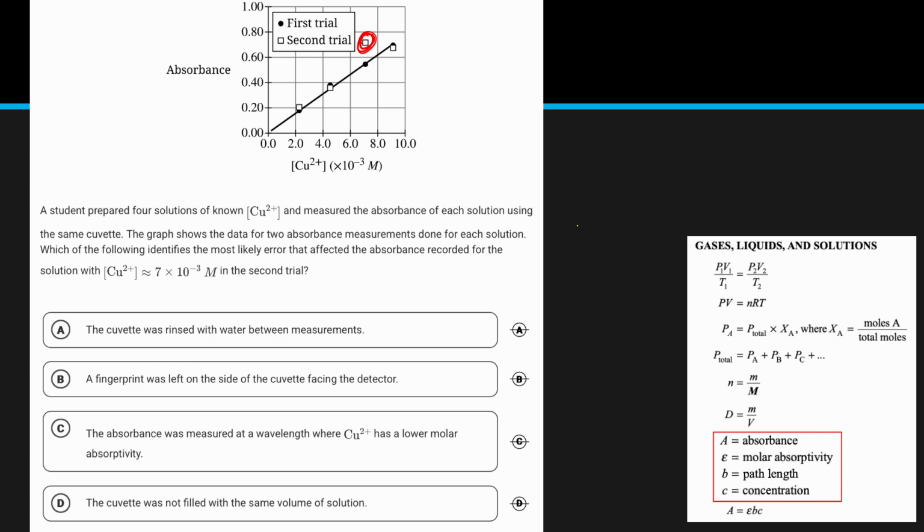Like we talked about in a previous slide, when you have a higher absorbance than you thought you would, most likely AP is testing you on whether you understand that if you do have a smudge or a fingerprint on the cuvette, the sample would look like it's absorbing more because the fingerprint is interfering with how much light can pass through the cuvette. So the answer to this one would be B.